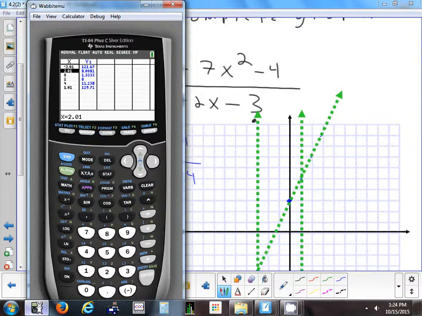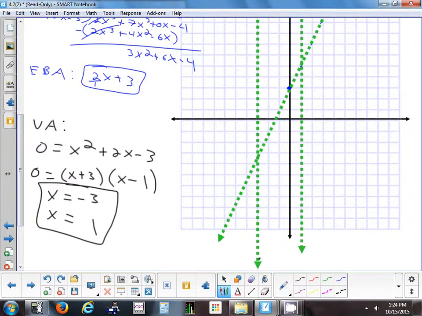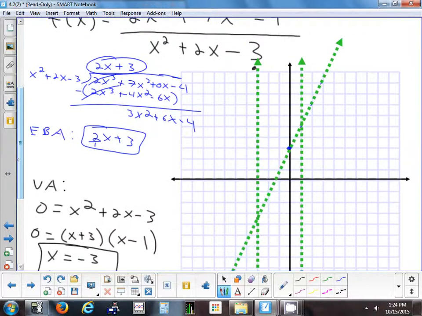Okay, Steph, what's a good value that's just barely to the right? 2.99. Yeah, close, not 2.99, but that would be over somewhere over here. Negative 2.99. Yeah, negative 2.99. Okay, and in that case, I'm approaching negative infinity. Way down there. All right, now my other asymptote.